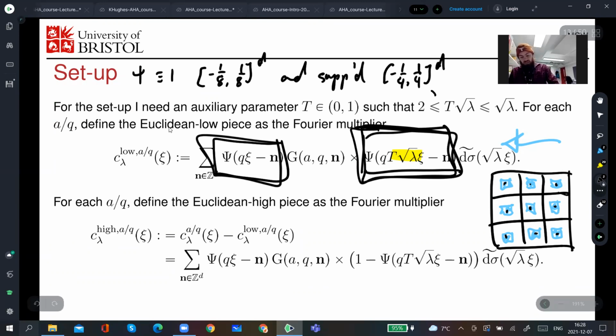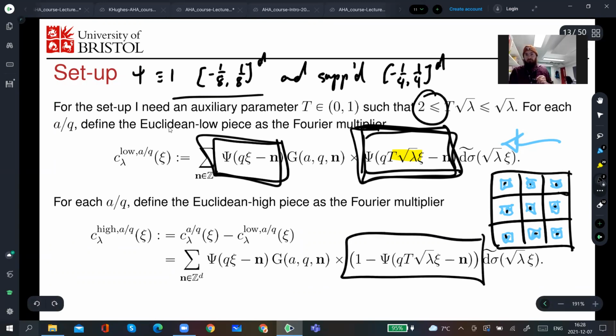Okay, by the way, I chose this to be greater than or equal to 2. And the fact that we have this is supported on minus 1/8 to 1/8, and is equal to 1 in there, and supported in minus 1/4 to 1/4. Great. And what I said was that the high frequency part is just going to be 1 minus that. Okay, sorry, it's just going to be the complement of the low frequencies. And so in terms of this factor, that's just 1 minus that factor. Great. So that's how we define low and high as Fourier multipliers.